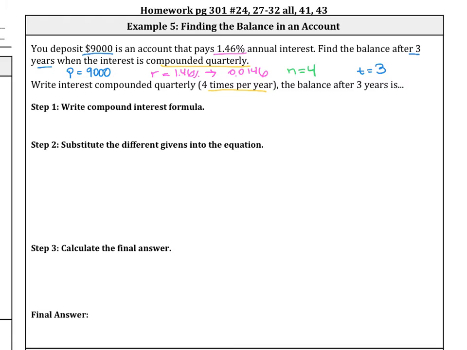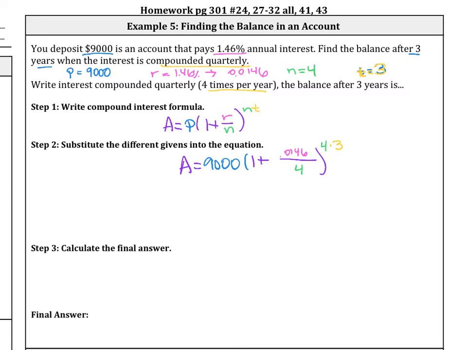So let's write the general compound interest formula first. A equals P times 1 plus R over N, raised to the n times t. Let's go ahead and substitute what we know. A equals 9,000 times 1 plus 0.0146 divided by 4, raised to the 4 times 3.